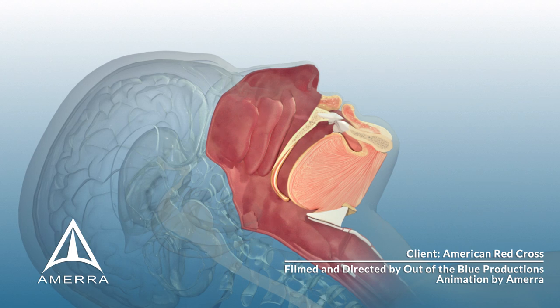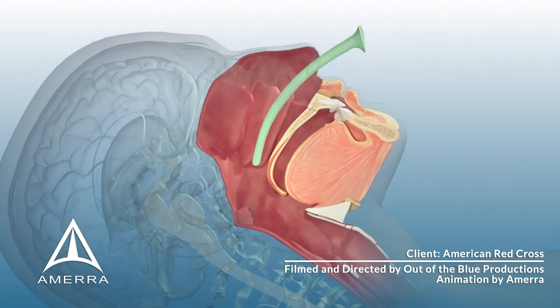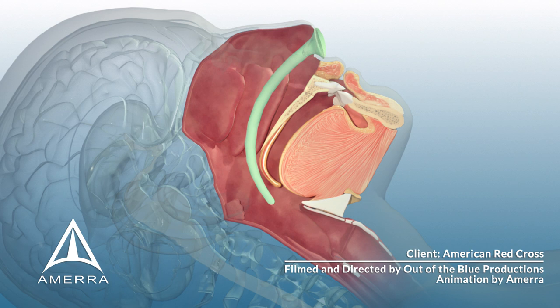When properly inserted, the NPA extends to the posterior pharynx to provide a channel for air movement. The flange should rest on the patient's nostril.